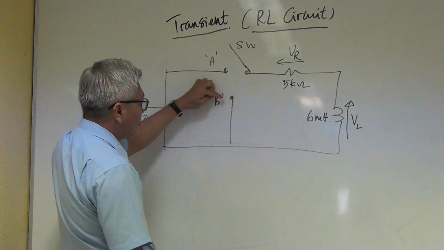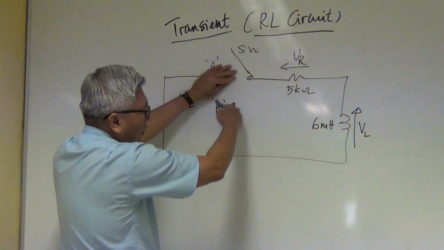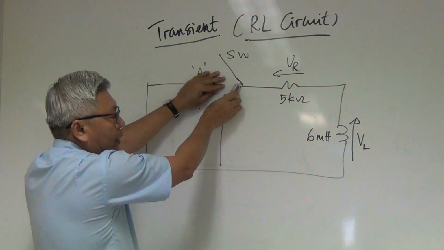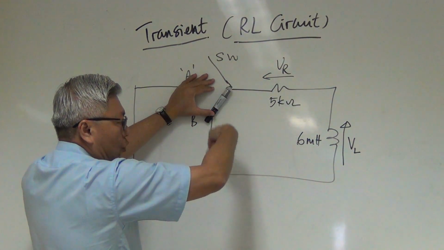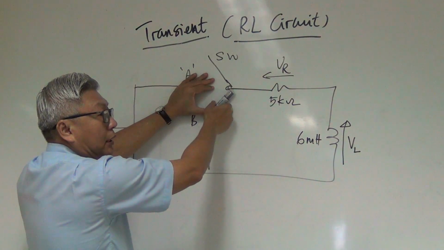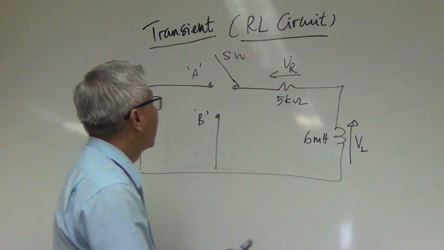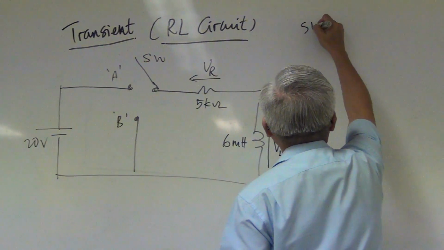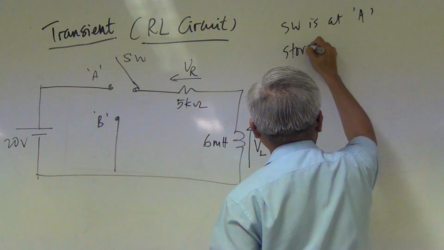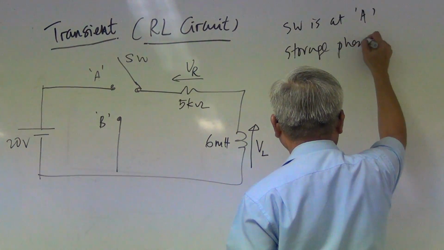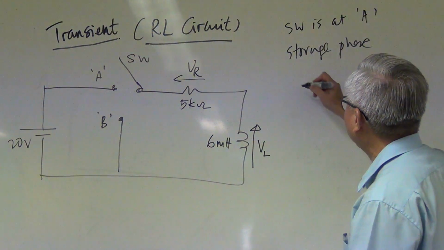When I'm at position B, the battery is already being removed from the circuit and the inductor is therefore releasing energy into the circuit, and that's called the decay phase, right? So we say when the switch is at position A, we are in the storage phase. Alright? Okay, let's talk about the VL.